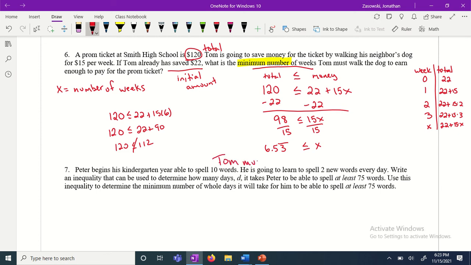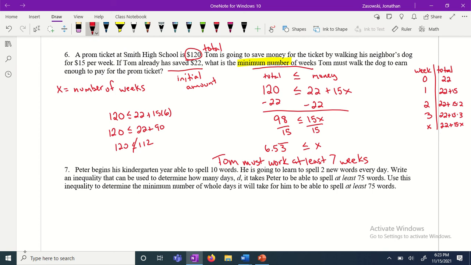Tom must work at least 7 weeks. And if you understand the question and you know that 6 is not going to cover it, you've got to work more than this, then you don't necessarily have to check. But I would just recommend doing that anyways just to make sure.